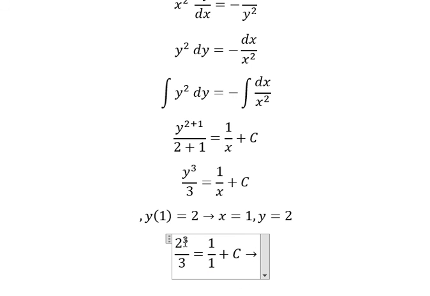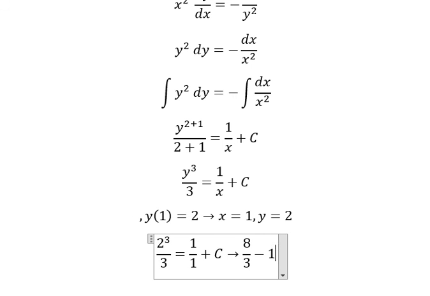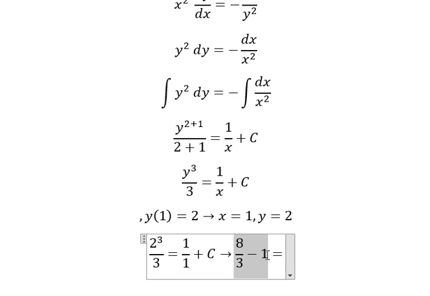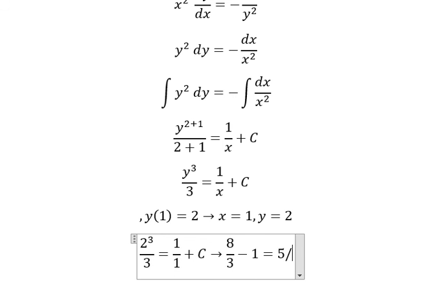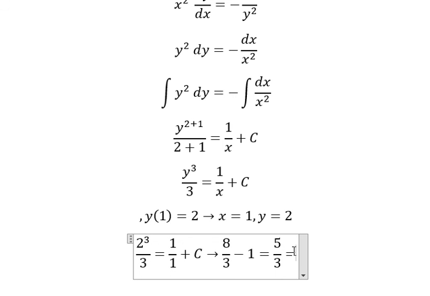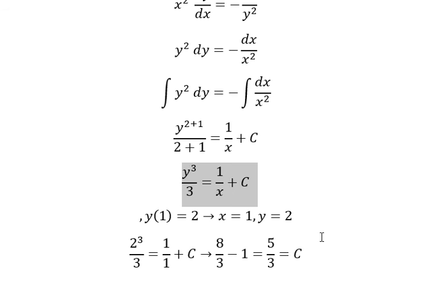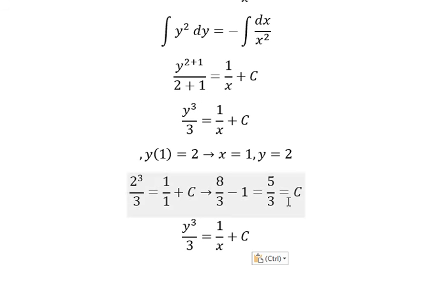So this one we have 8 over 3 minus 1, and this one we have 5 over 3 equals c. Now we can put 5 over 3 in here, and this is the final answer.